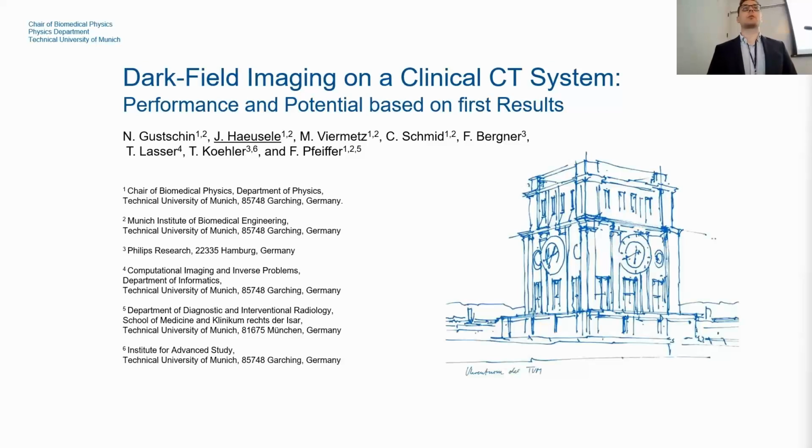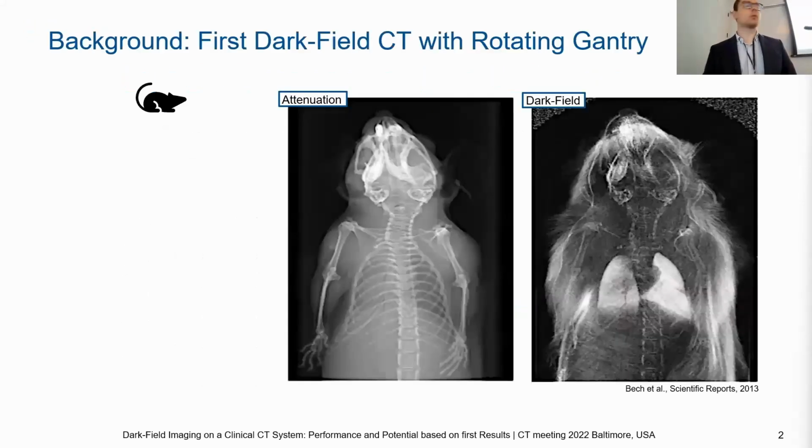In my part of the talk, I want to continue what Manuel has already started and talk a bit about the performance and the potential of our system. And first off, I want to give a quick background about the first dark field CT scanner that also used a rotating gantry. Here you can see that this system was used to perform small animal studies.